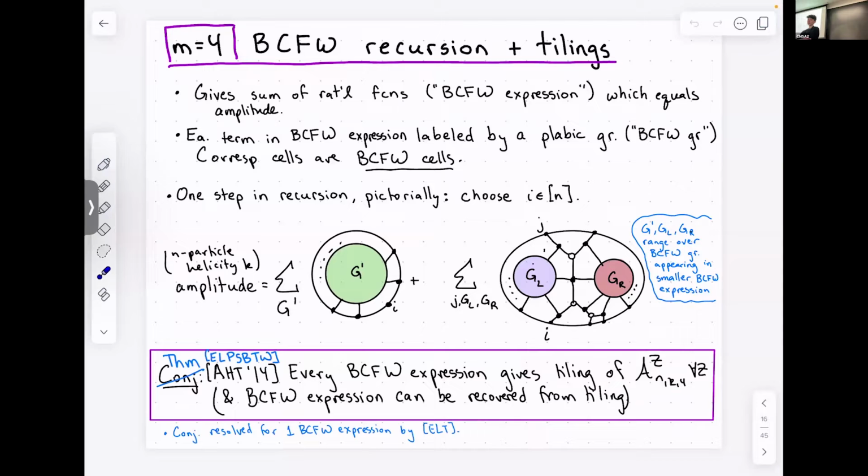I should also mention that prior to the work with six authors, Chaim, Zvika, and Ran proved this conjecture for a single BCFW expression, the most standard one, maybe. And then we together did it for every expression.